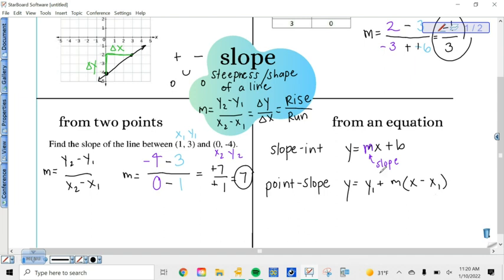Coach, that was a long chapter. Yeah. We can write it like this, or we can write it like this: y minus y1 equals m times x minus x1. Either way.